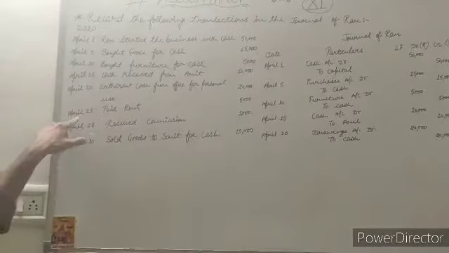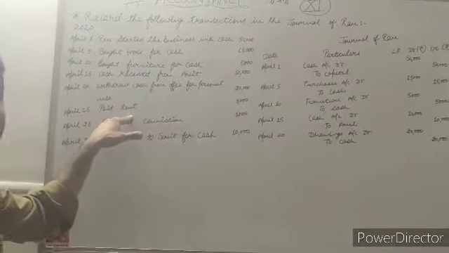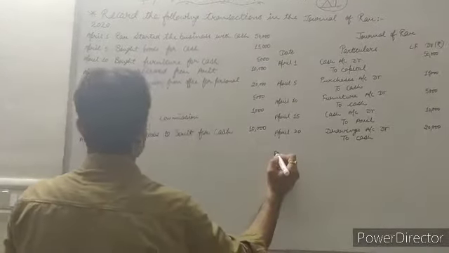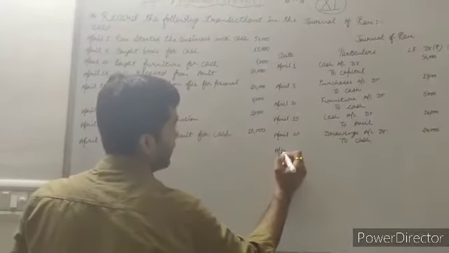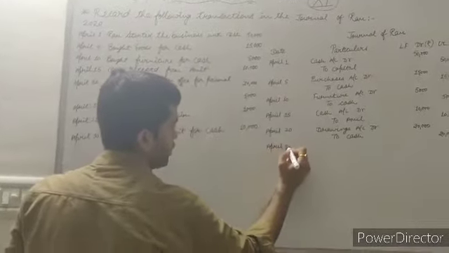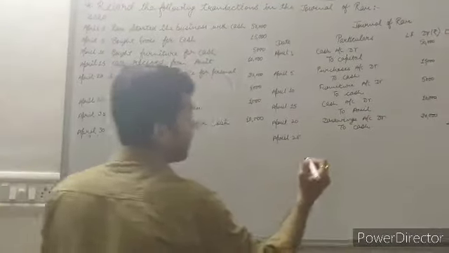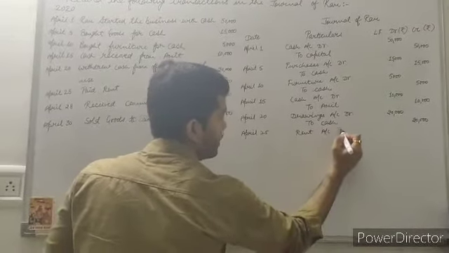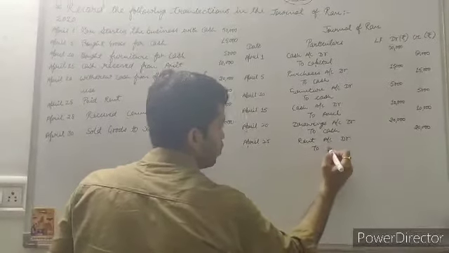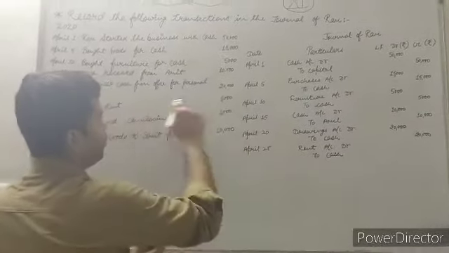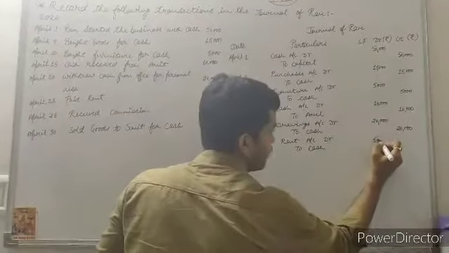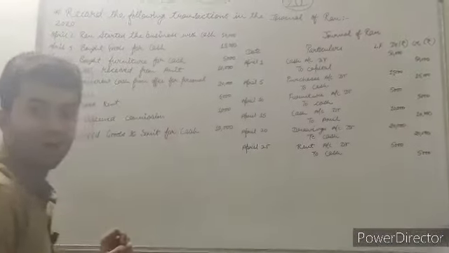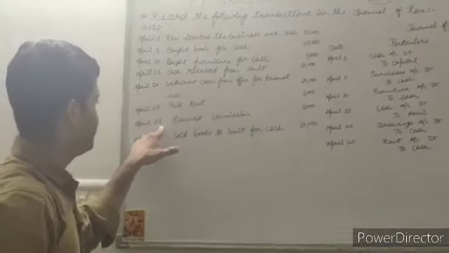Now next, April 25, paid rent. It is an expense for him. So first of all we write the date in the date column, April 25. Rent is an expense. So rent account debit to cash, and the amount is 5,000 rupees. So we have to mention 5,000 in the debit and credit side.